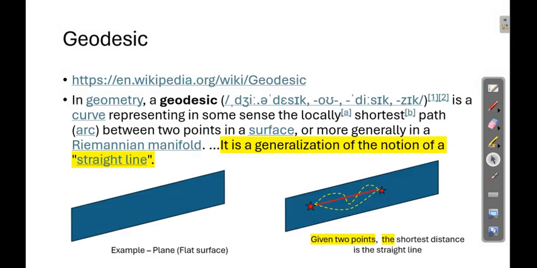Before starting, the first thing to do is to explain what a geodesic is. You can refer to this link from Wikipedia. The geodesic represents the locally shortest path between 2 points on a surface. This is a generalization of the so-called straight line. To be more explicit, consider this flat plane surface. For any two points on this surface, the shortest path between these 2 points is a straight line, as we know. So the geodesic is a generalization of this concept.